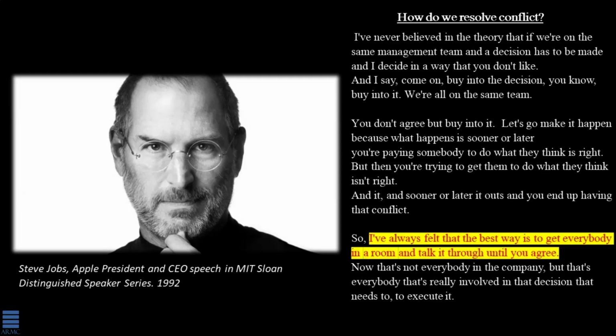The third one is not actually a book. Most of us know Steve Jobs, Apple's president and CEO. In a speech in 1992, he spoke about conflict and how he handles it. Importantly, note his words: I have always felt that the best way is to get everybody in a room and talk it through until you agree. The deeper meaning is that you have to listen to everyone, and through mutual understanding create a better solution. He gave this line and has handled conflict this way since 1992. So why does Apple talk? Maybe this is one of the reasons.